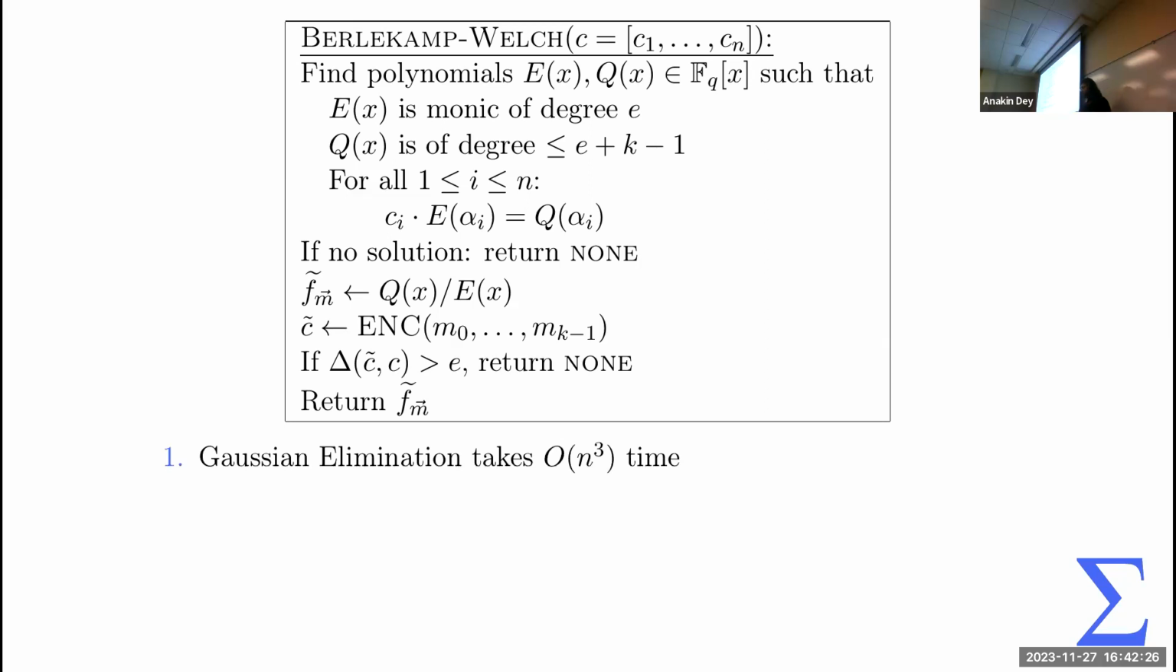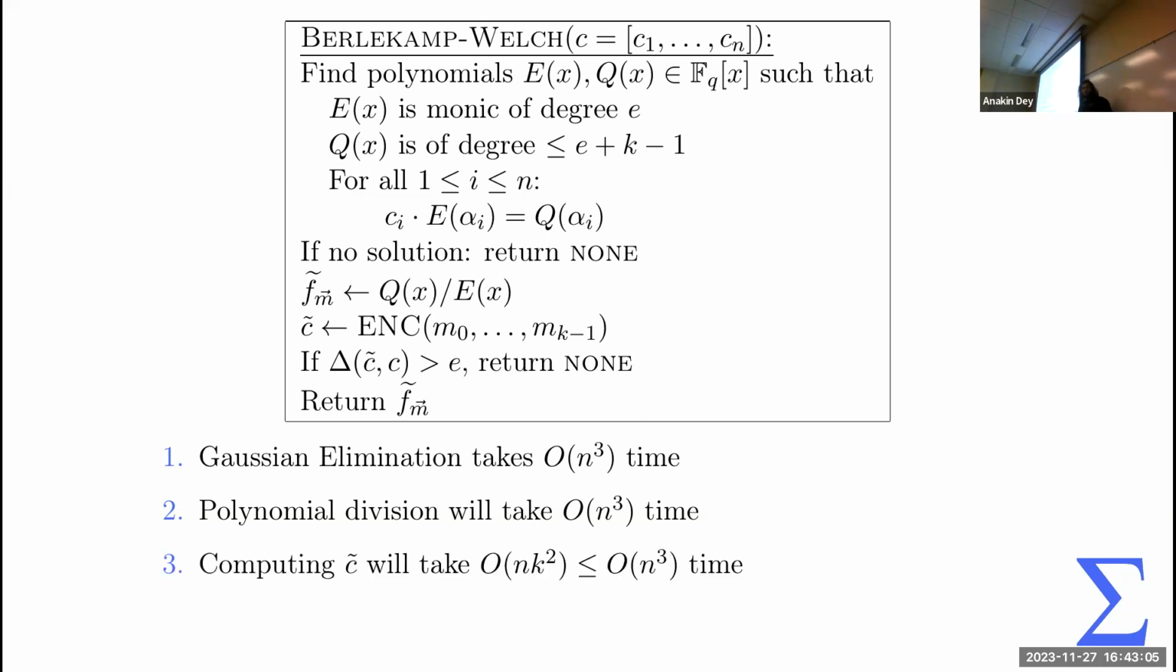And then how fast is it? Doing linear algebra on n linear equations is going to take O of n cubed time, just from the row reduction and so on. Polynomial division, so computing f of m or f tilde of m, will take another O of n cubed time. That's just because of polynomial division. It's not super important why it takes that long, it just does.